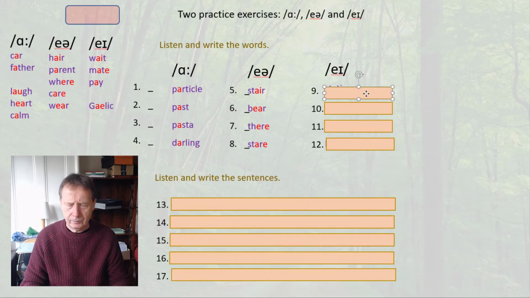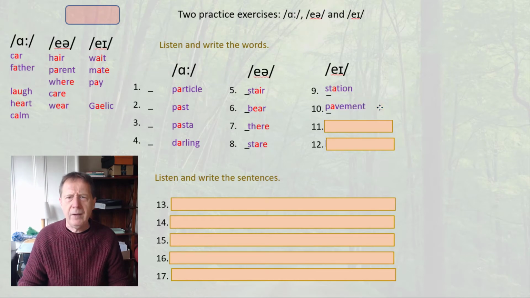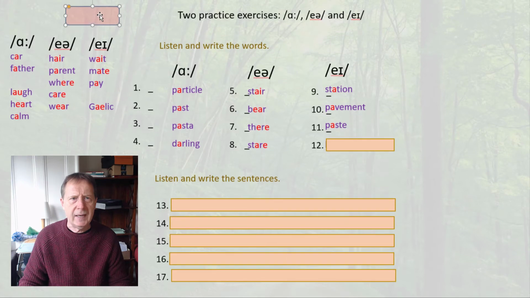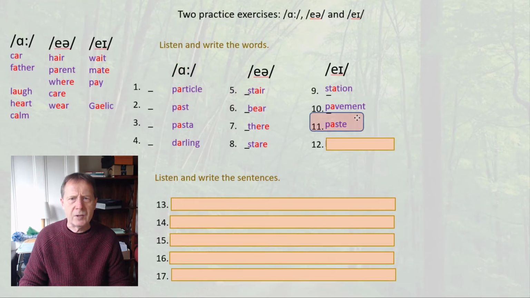Number 9, station, station. Number 10, pavement, pavement. Number 11, paste, paste. Now you can see number 11 is different from number 3 because the spelling here is with an E at the end.